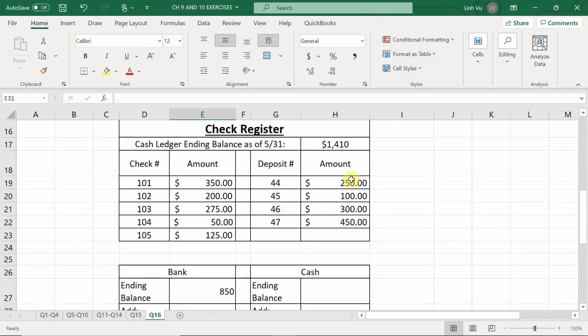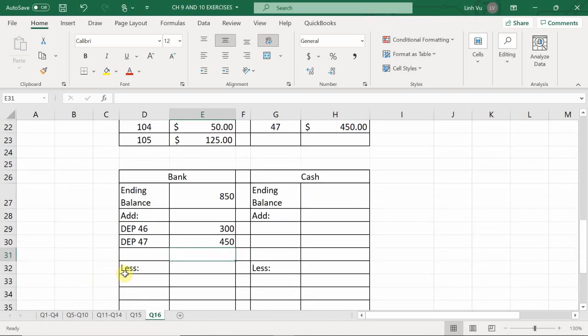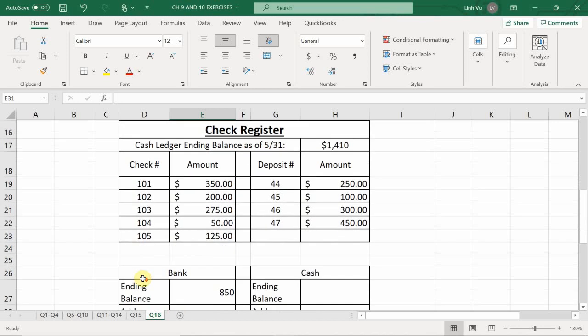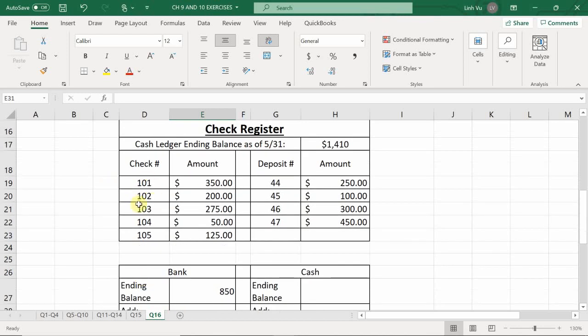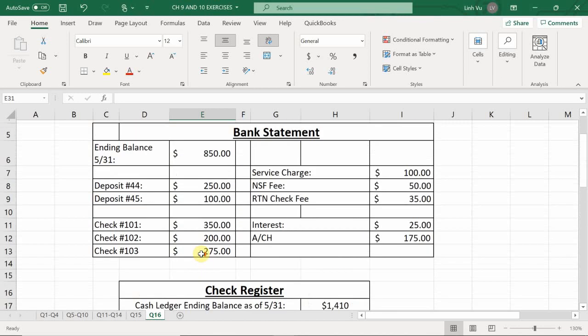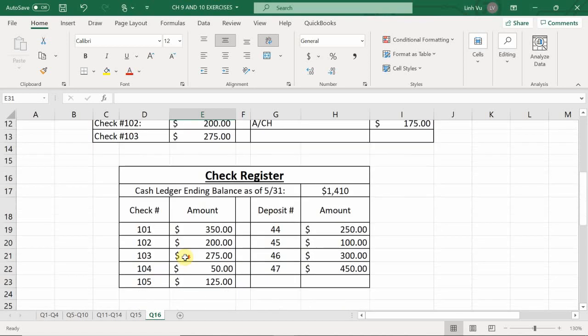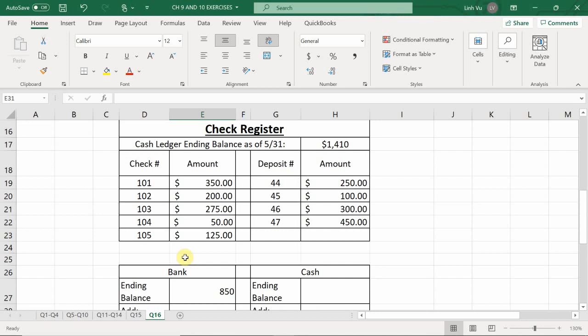All right. So then our next step here is to determine, well, since we're going to be subtracting or less, we need to subtract out the outstanding checks. So here I have a total of 1, 2, 3, 4, 5 checks I've written out. And let's compare it to my actual bank. My bank has only recognized 1, 2, and 3 were cleared. So that means check number 104 and 105 for 50 and 125 are outstanding.